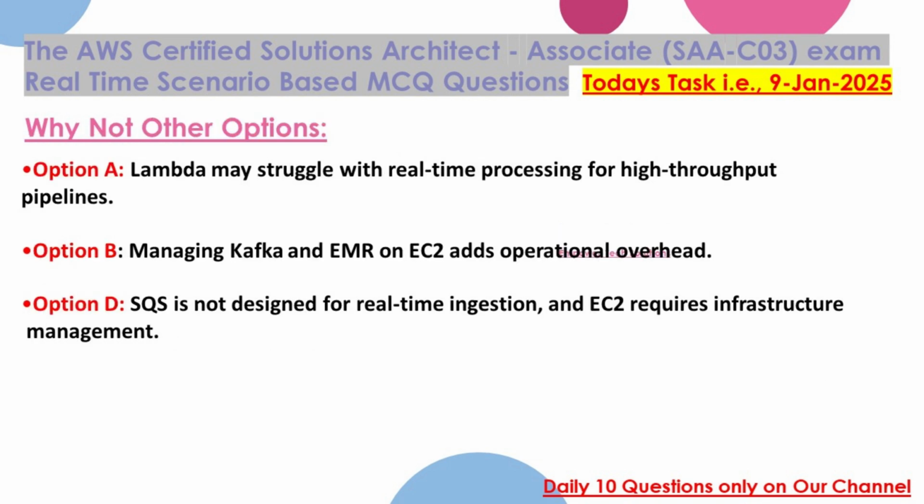Why not other options? Option A. Lambda may struggle with real-time processing for high-throughput pipelines. Option B. Managing Kafka and EMR on EC2 adds operational overhead. Option D. SQS is not designed for real-time ingestion, and EC2 requires infrastructure management.